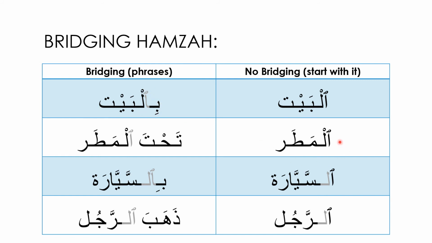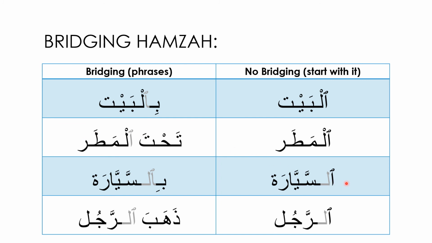The following example, Al-Matar. Nothing before the bridging Hamza, nothing to connect or bridge. The bridging Hamza will sound A. Al-Matar. Inside the phrase, I have letters before and after. The bridging Hamza will become silent. It will connect what's before to what's after. Tahtal matar.